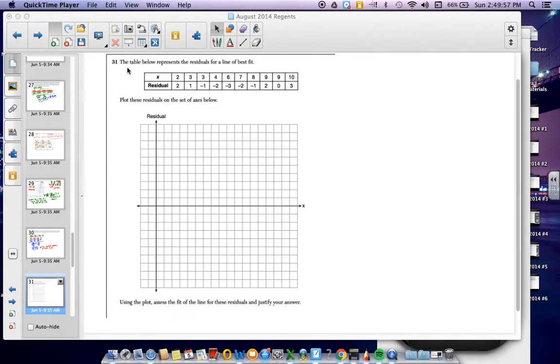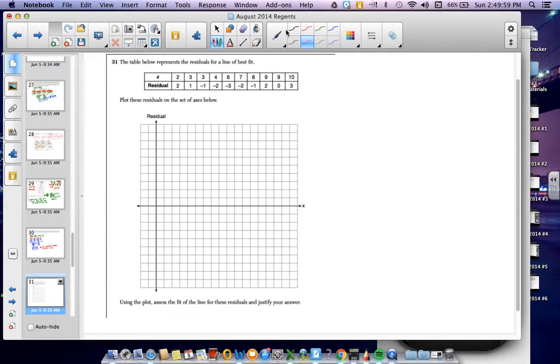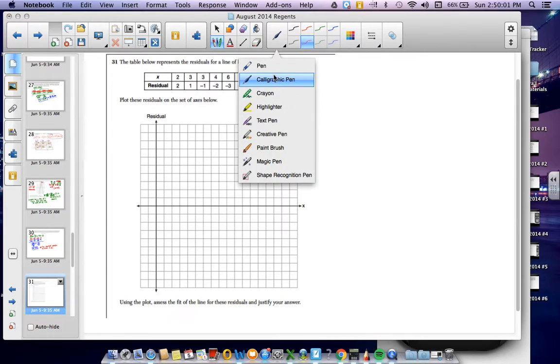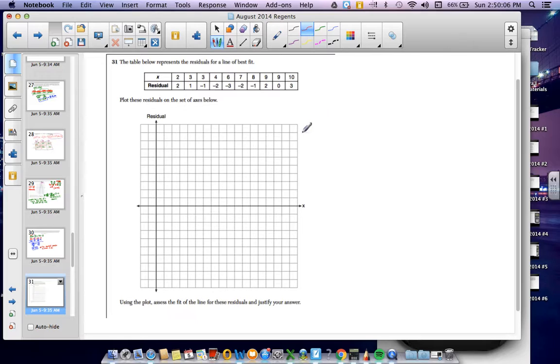Hello everyone. For number 31, we're taking a look at a residual plot. And keep in mind what residuals are. Residuals are basically how far off your line of best fit was. So if you had a scatter plot and you graphed a line of best fit, the residual tells you the difference between your actual value and your estimation with the line of best fit.